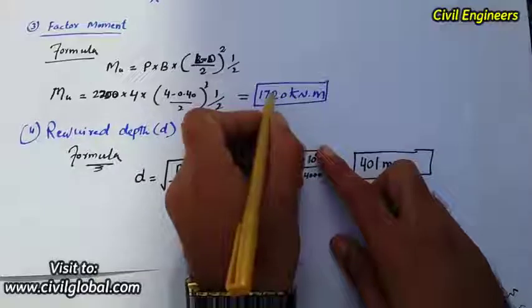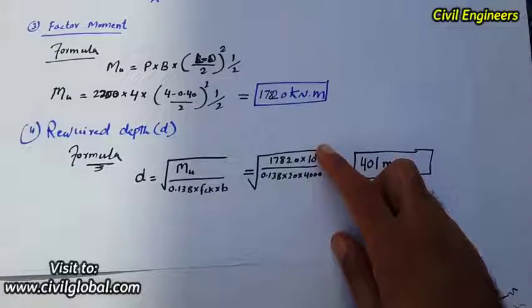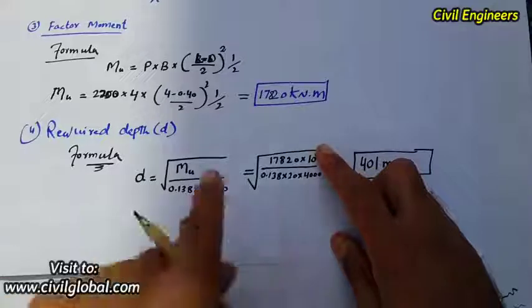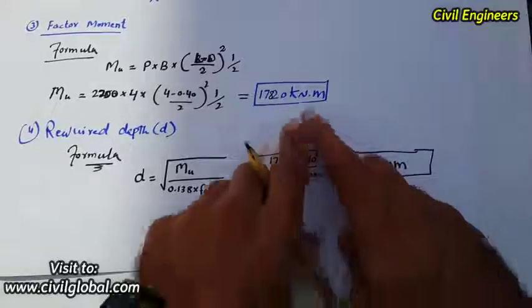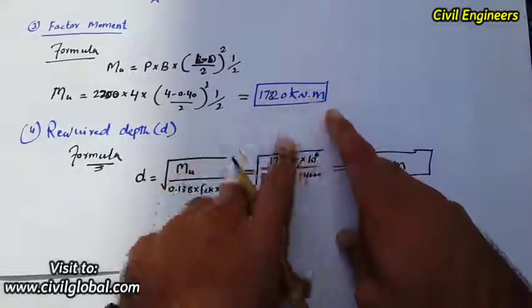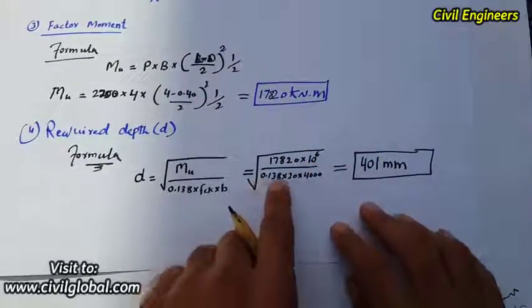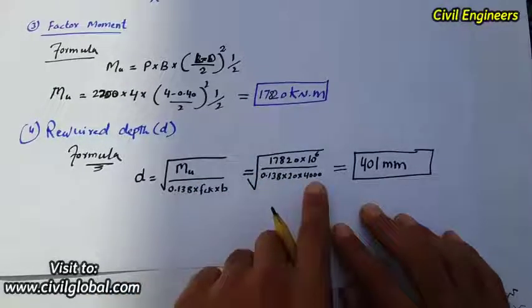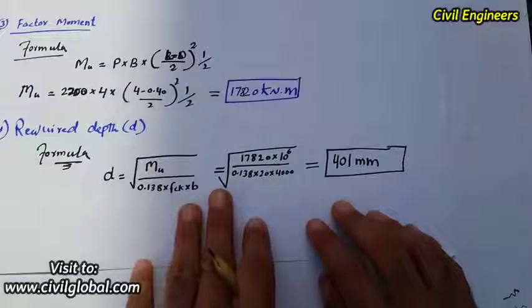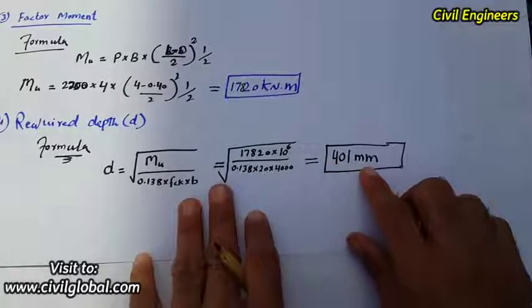So from this you can say 17,820, I've written here 17,820. Okay, 17,820 multiplied by 10 power 6. That's why I put it, because I have to change it to Newton per mm square. So therefore we will multiply it with 10 power 6, divided by 0.138, and FCK is 20 Newton per mm square, multiplied by B, which is 4000 mm. Okay, so it will give us the depth of the column footing, which is 401 mm.